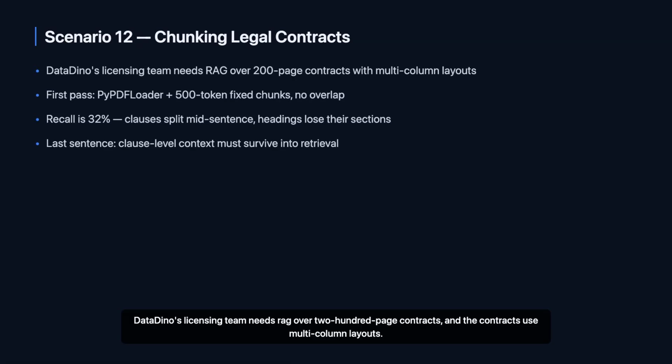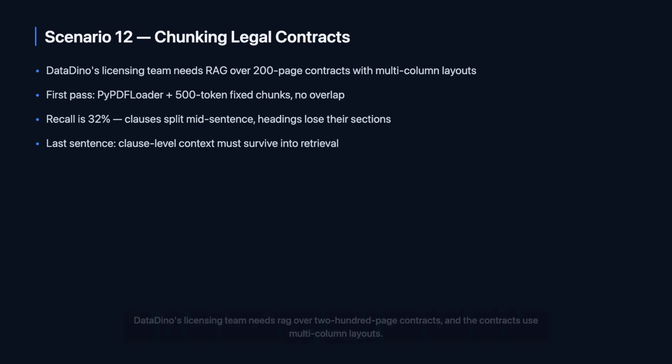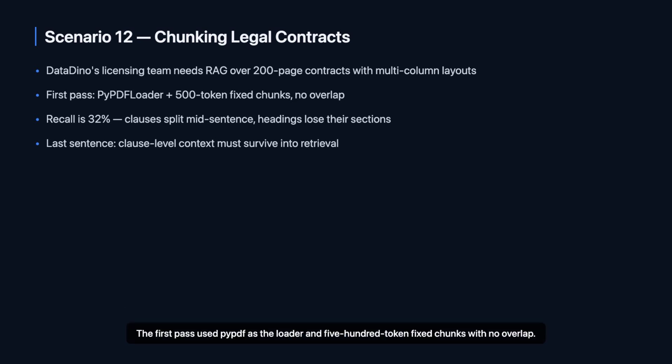Scenario 12. Data's licensing team needs RAG over 200-page contracts, and the contracts use multi-column layouts. The first pass used PyPDF as the loader and 500 token fixed chunks with no overlap. Recall measured 32%. Clauses split mid-sentence, headings detached from their sections, and the retriever couldn't find clean clauses to return. The last sentence is the constraint. Clause-level context must survive into retrieval.